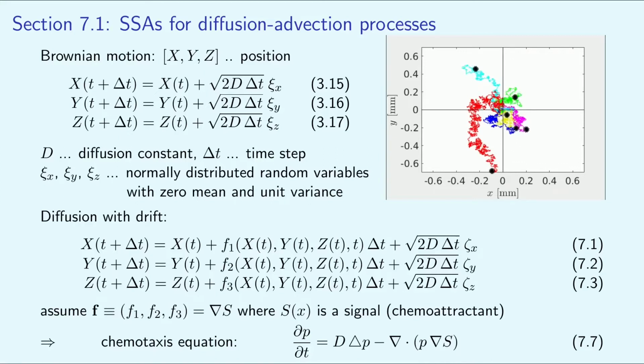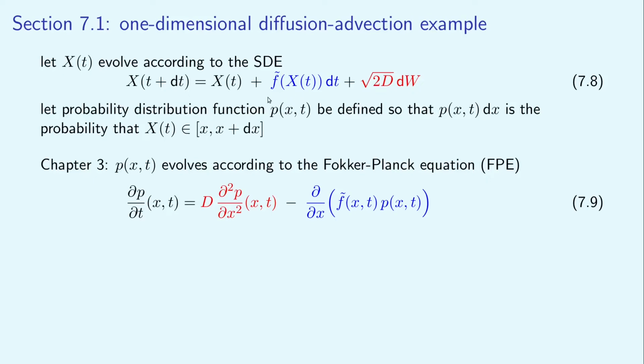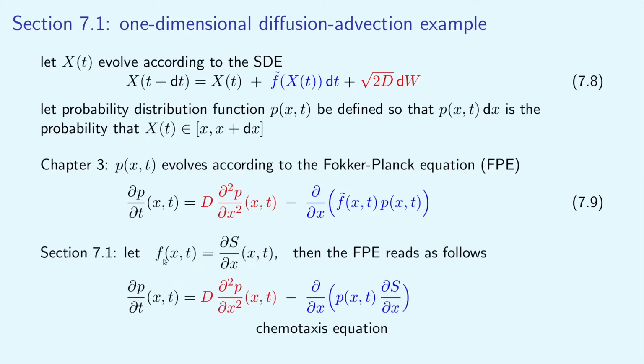We will highlight this using one-dimensional examples, which model the behavior of the x coordinate. The x coordinate of the drift vector is denoted f with tilde to highlight that it is different from the vector f. We assume that it only depends on the x coordinate, denoting by p(x,t) the corresponding probability distribution function. We know that it satisfies the Fokker-Planck equation in this form, as we have previously shown in chapter 3. If f tilde is the derivative of the signal profile, then the Fokker-Planck equation is written as the chemotaxis equation.